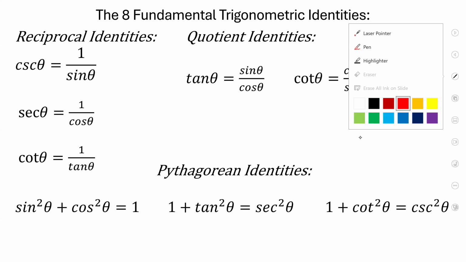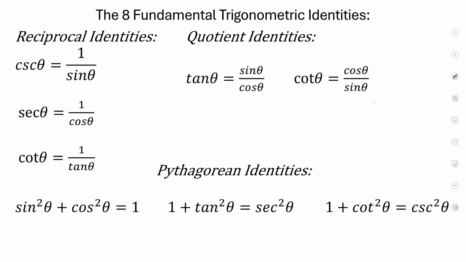These are the 8 fundamental trigonometric identities. You guys are already familiar with the reciprocal identities. We know that cosecant is the same thing as 1 over sine, secant is the same as 1 over cosine, cotangent is the same as 1 over tangent.